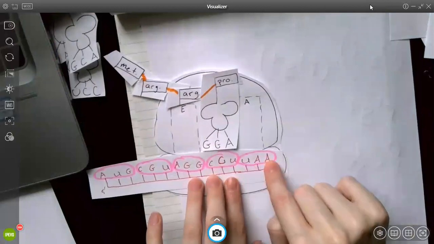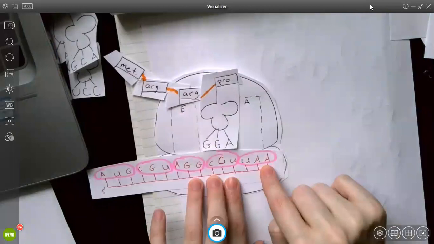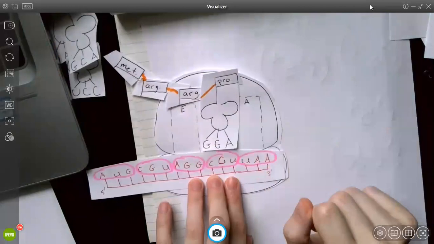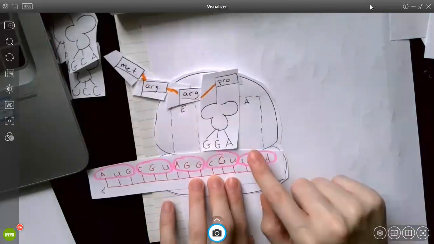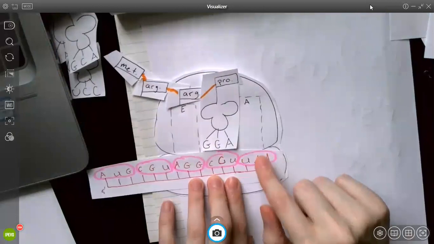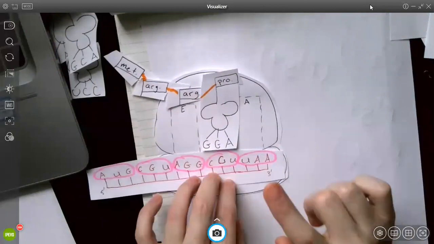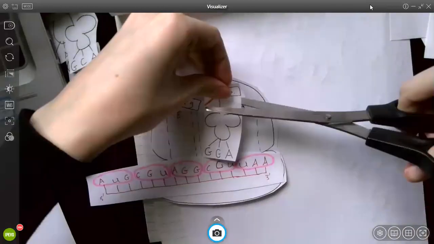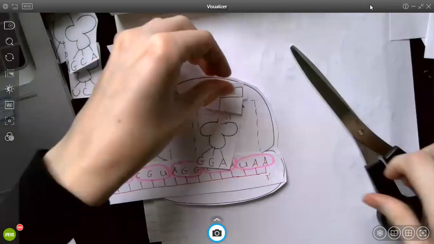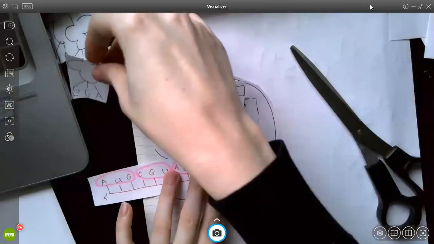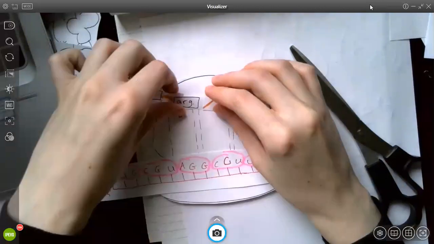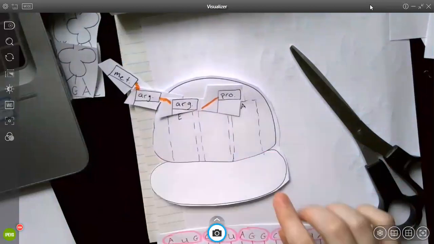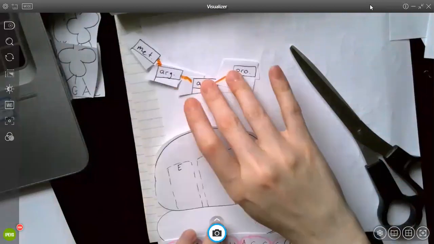UAA. Now UAA is our stop codon, which means it doesn't have a matching tRNA because there's no amino acid that goes with that. So as soon as we hit the stop codon, we are at the end of our polypeptide. So this tRNA can leave, go to the exit site and leave, and then our ribosome is going to release the mRNA, and it's going to release the polypeptide.